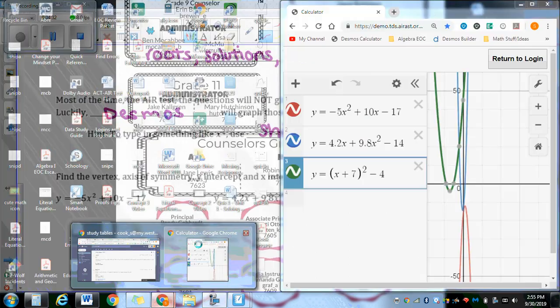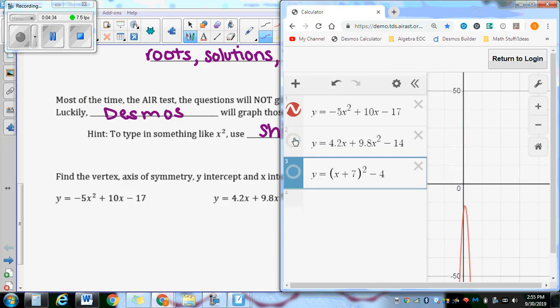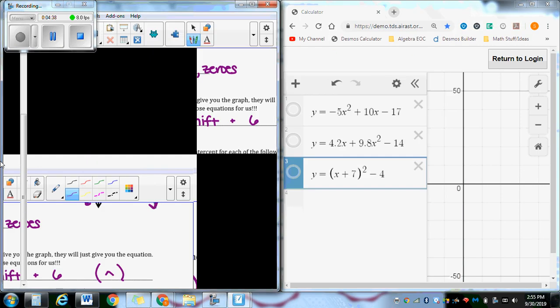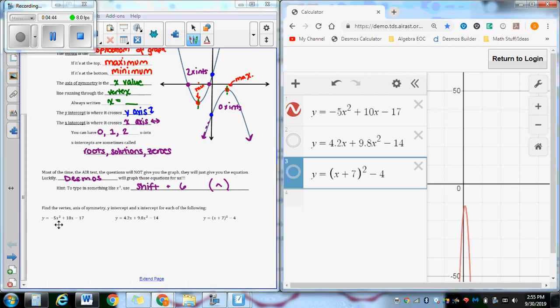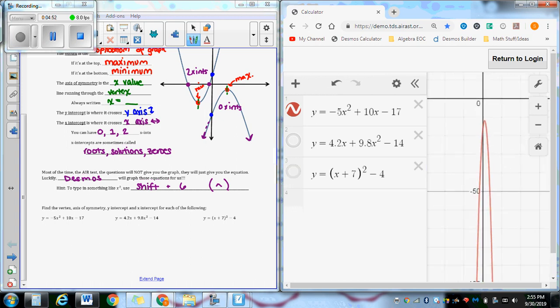If I come down here, pull up Desmos. Now I've already got all 3 of these typed in, just the way that they are. And I'm just going to move these so that I can see both of them at the same time. So let me turn this first one on. Y equals negative 5x squared plus 10x minus 17. So it is this red graph off to the side over here.